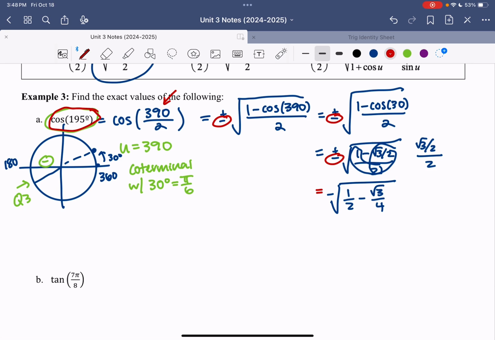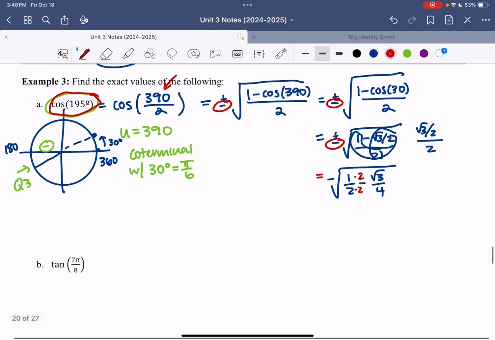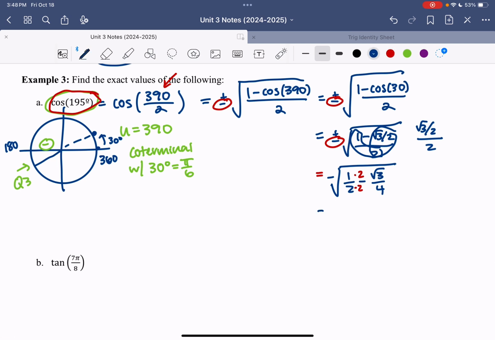Okay, we're going to get a common denominator to do that. So my common denominator is going to be 4. So I'm going to scale up that first one by 2. So this will be equal to negative square root of 2 minus the square root of 3 over 4. And that will be our final answer. Okay, sweet. We're going to look at one more.